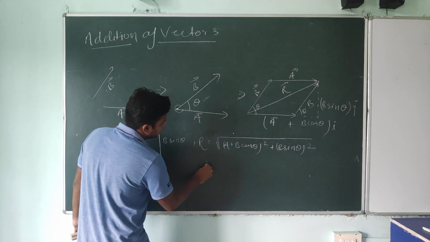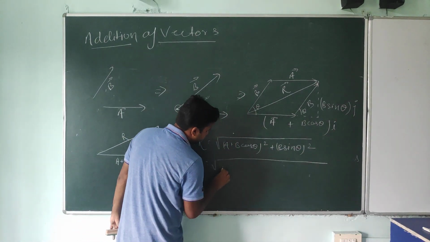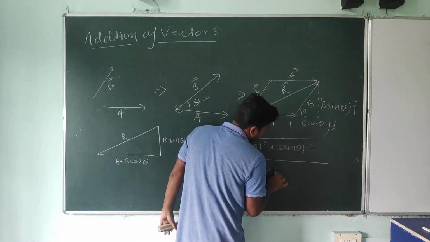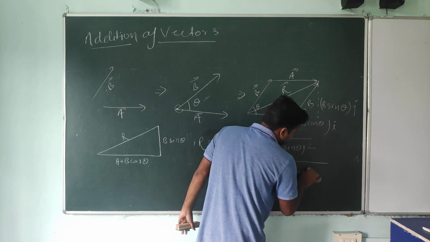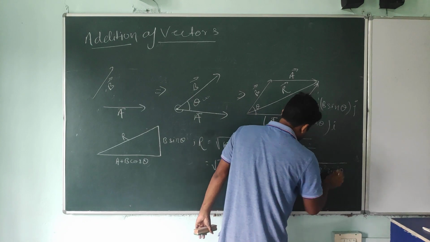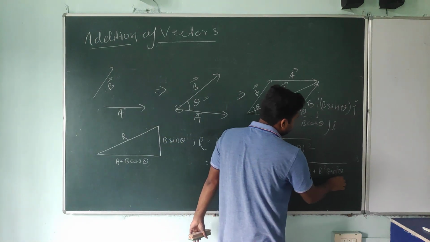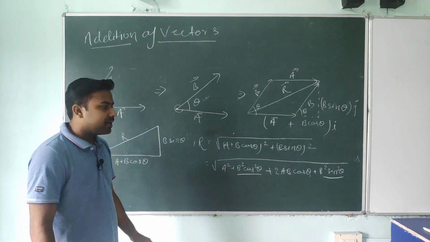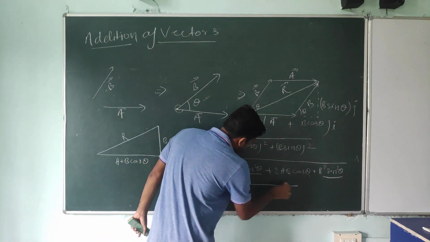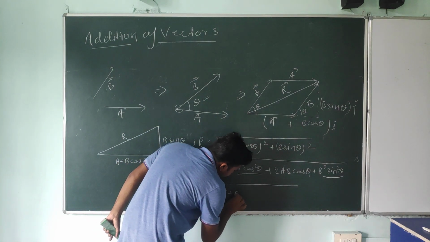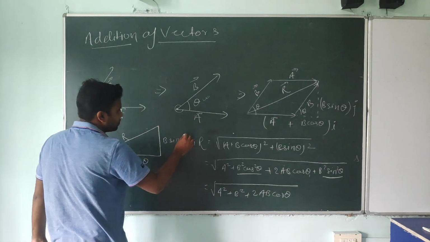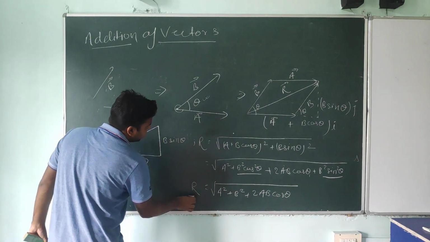So what we can write here is root under A square plus B square cos square theta plus 2AB cos theta plus B square sin square theta. Now look at this: B square cos square theta and B square sin square theta add up to B square, because we know that sin square theta plus cos square theta equals 1. So we can write R equals root under A square plus B square plus 2AB cos theta. I suppose you all know the notations and everything. So here you are getting the magnitude.